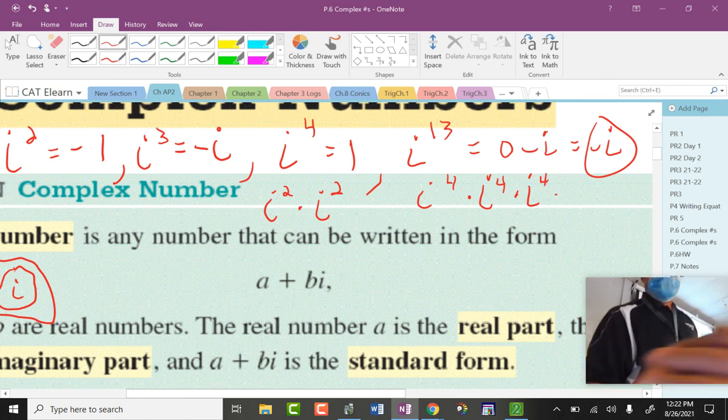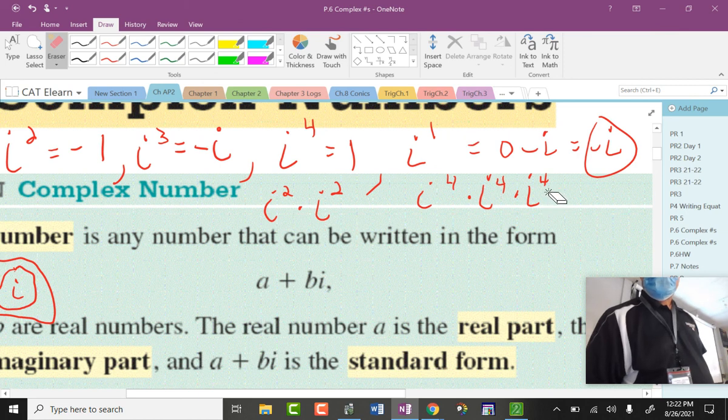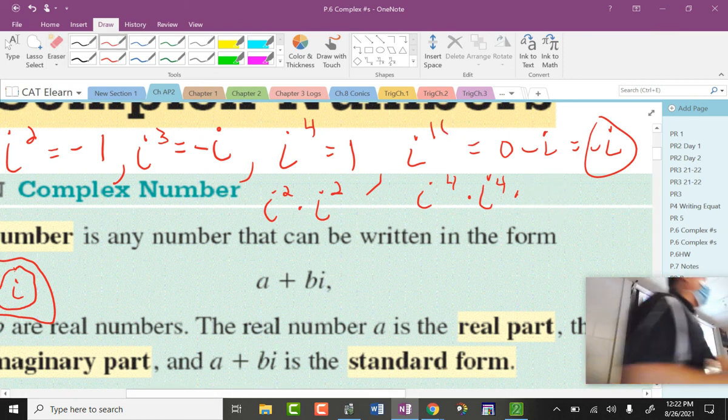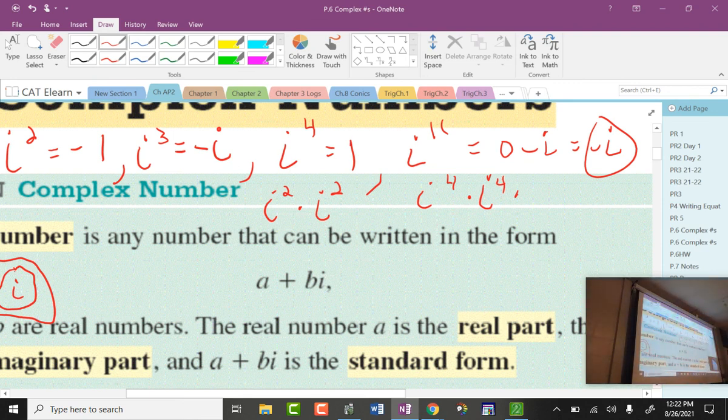Was it i to the 13th, it was 11th, wasn't it? I'm sorry, my bad. I'm screwed up left and right. Didn't I type i to the 11th on the calculator, right? Everyone with me? My bad. So I knew something was wrong there.